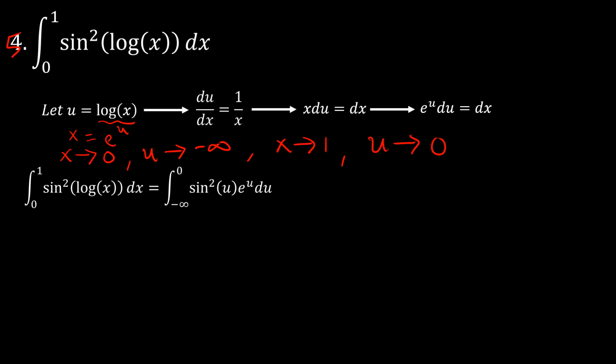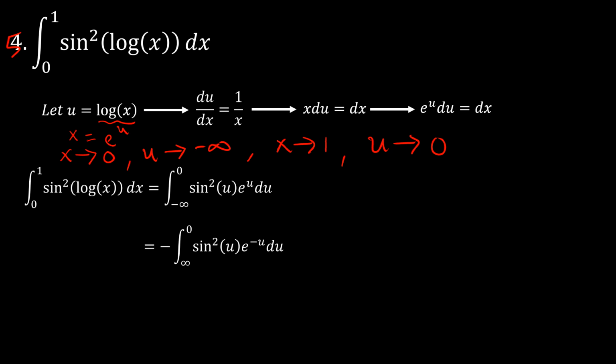Sine squared, we have u in place of log x and e^u du in place of dx. So we want to play around with the sign here by letting u equal to negative u. That results in this negative at the upper limit becoming positive, and since we have sine squared u, sine of negative u is negative sine u, but because we're squaring that, sine squared of negative u is the same as sine squared u.